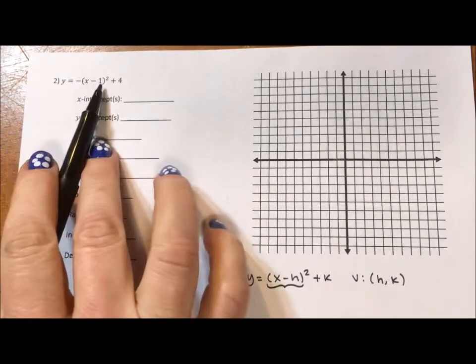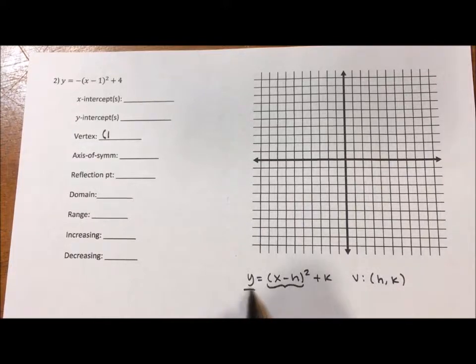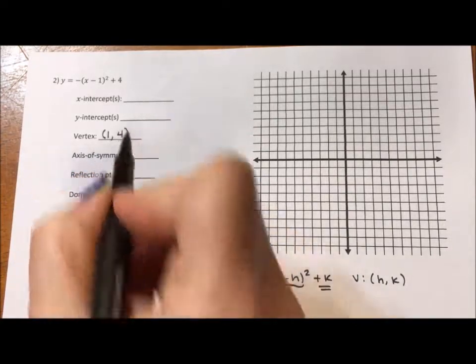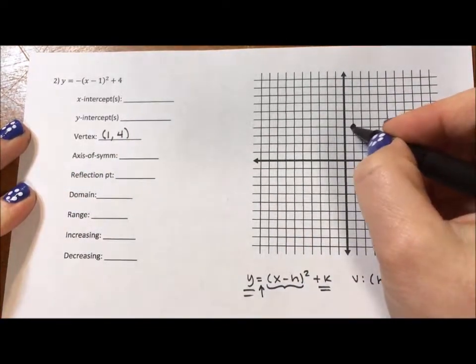So what would make x minus 1 equal 0? That would be a positive 1. And since the y and the k are already crossing an equal sign, you don't change that sign. 1, 4. So my vertex is (1, 4).